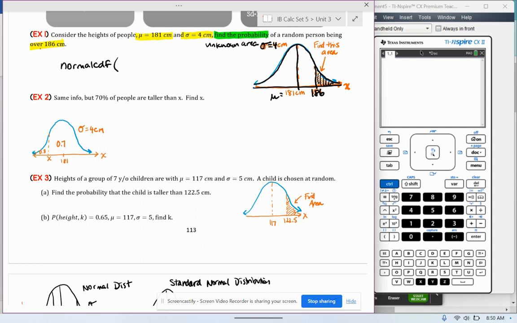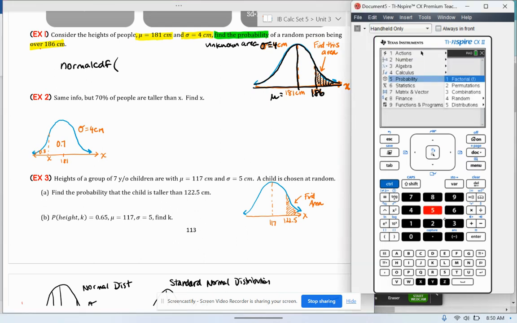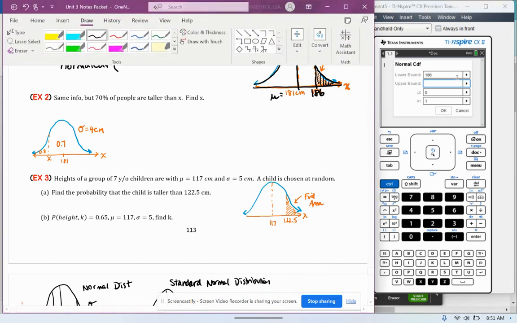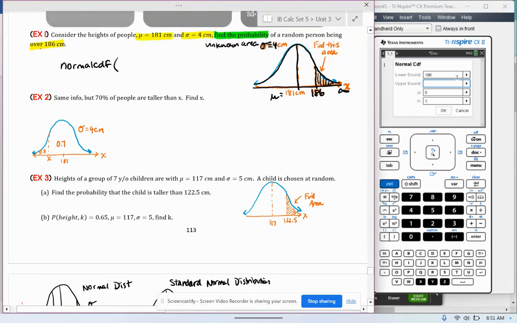So when we're doing normal CDF in our calculator, what we're going to want to do is menu 5 for distributions, and we go to 2 for normal CDF. Now, the lower bound of our picture says that 186 is our lower bound. And then the upper bound here is going to be infinity. And the reason why it's positive infinity is because the normal distribution curve is asymptotic with the x-axis. So it continues on forever in the positive direction and in the negative direction.